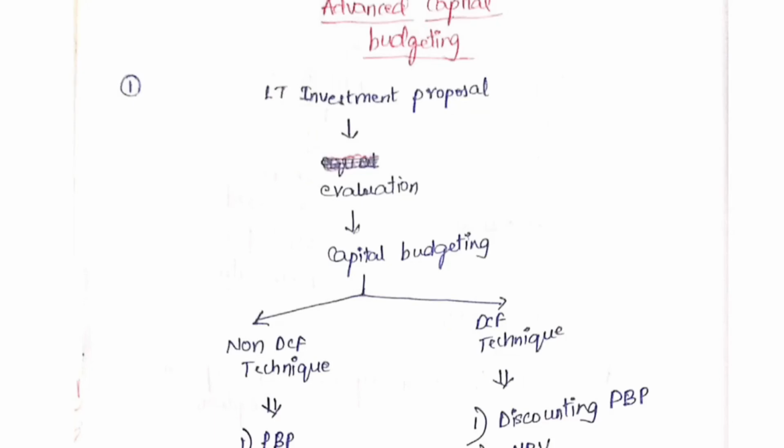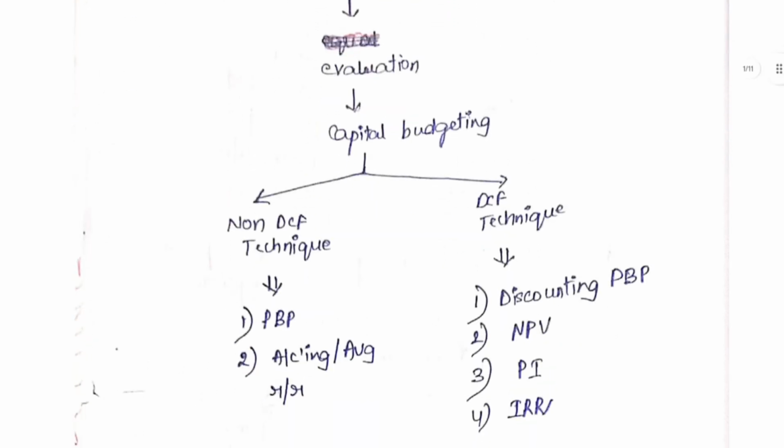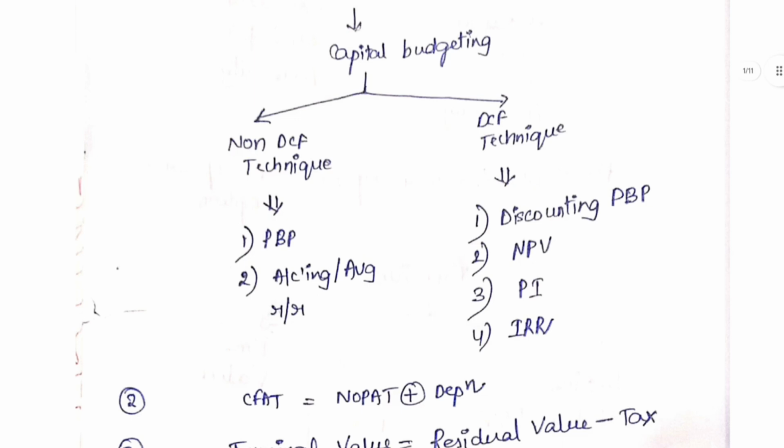Advanced capital budgeting. Capital budgeting is a technique used for evaluating long-term investment proposals. In capital budgeting, there are two types of techniques used: non-discounted cash flow technique and discounted cash flow technique. Non-discounted cash flow techniques include payback period and accounting or average rate of return. Discounted techniques include discounting payback period, NPV (net present value), profitability index, and IRR (internal rate of return).